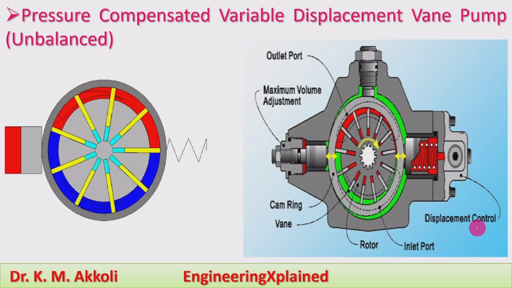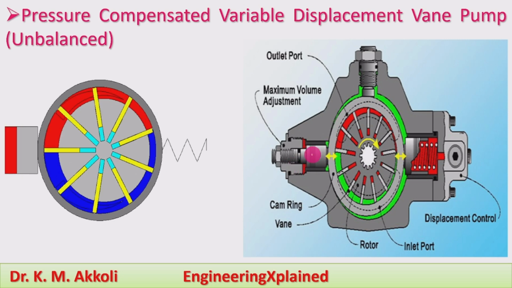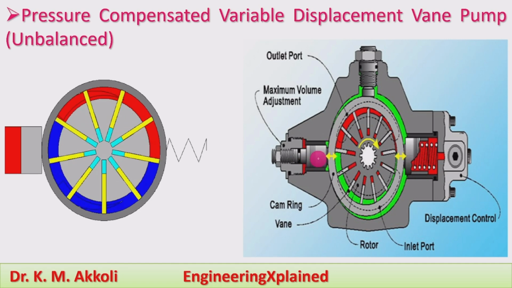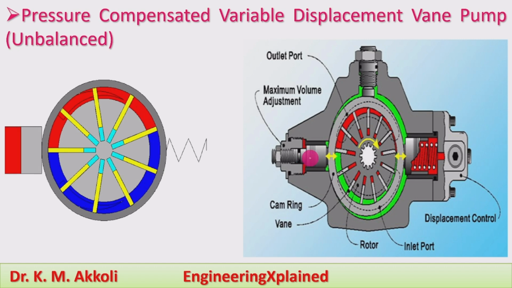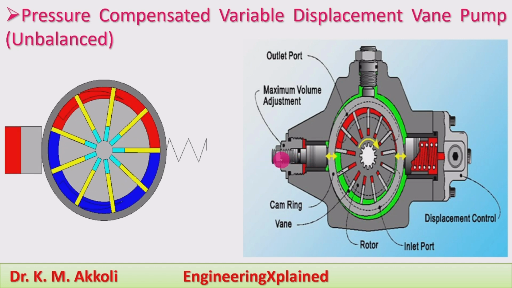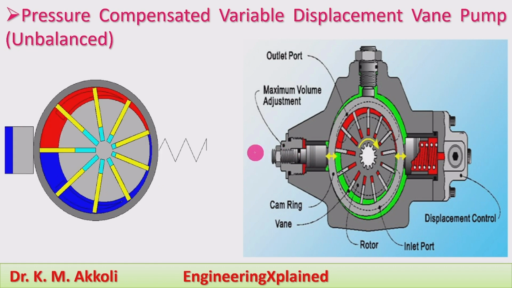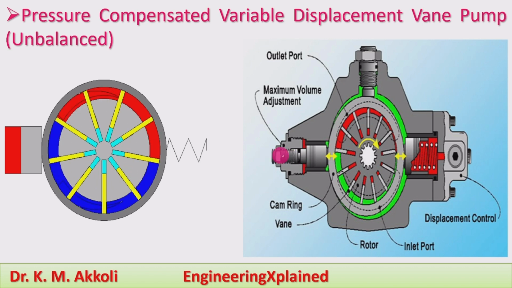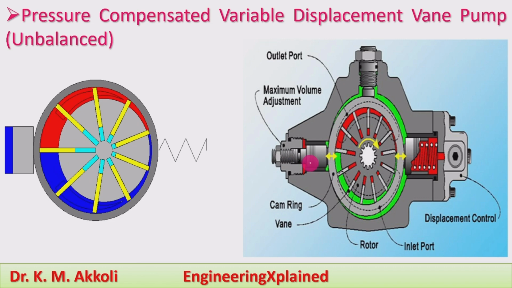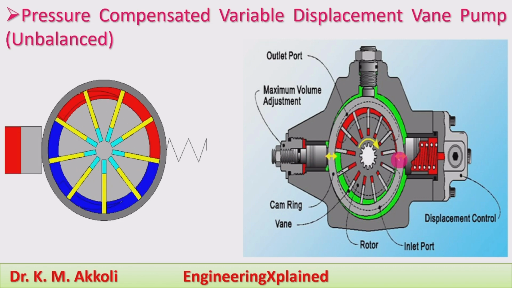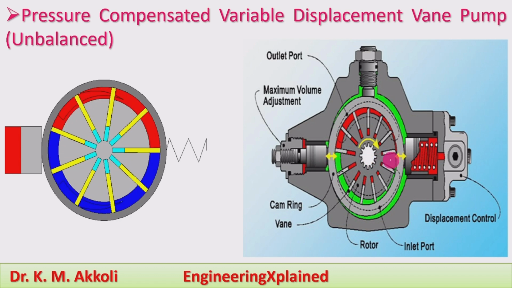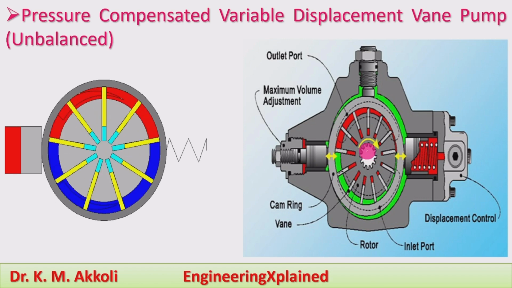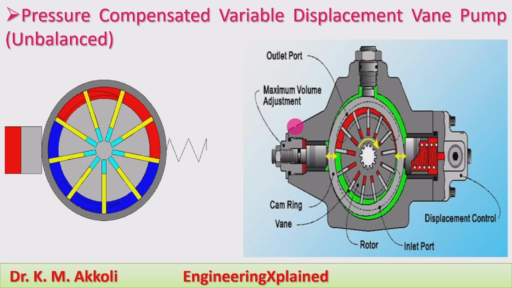And this is the displacement control, and here we can see the pressure. The cam ring movement can be provided by using this piston, and this we can also vary by using the screw, and we can supply the pressure by using the piston. By using the piston cylinder arrangement we can supply the pressure to move the position of this cam ring, thereby we can vary the eccentricity, and thereby we can vary the flow rate. That is the operation of this pressure compensated variable displacement vane pump.